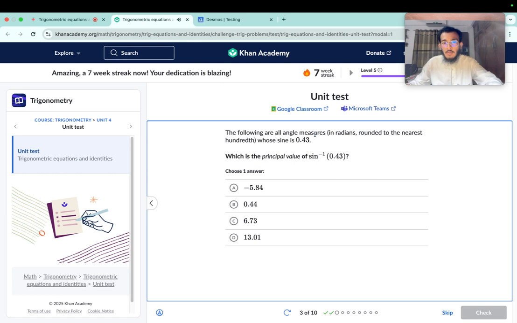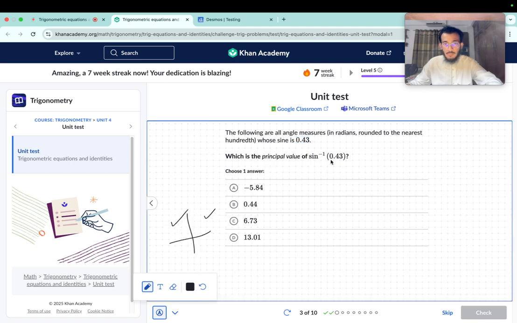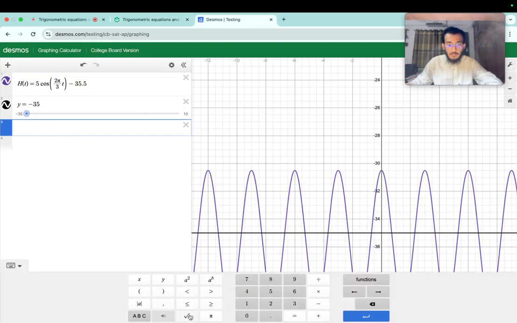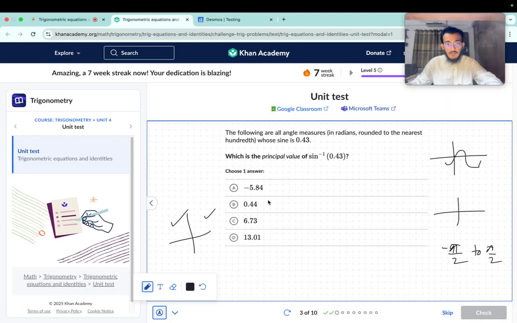The following are all angle measures in radians rounded to the nearest hundredth whose sine is positive, and we know that happens in the first and second quadrants. What is the principal value? If you observe the sine graph, it is something like this, and we know that the inverse function is defined for negative pi by 2 to pi by 2. So pi by 2 is basically 1.57. Any value greater than the magnitude of 1.57 would be crossed out. This is crossed out, this is crossed out, and this is crossed out as well. So we're left with B.